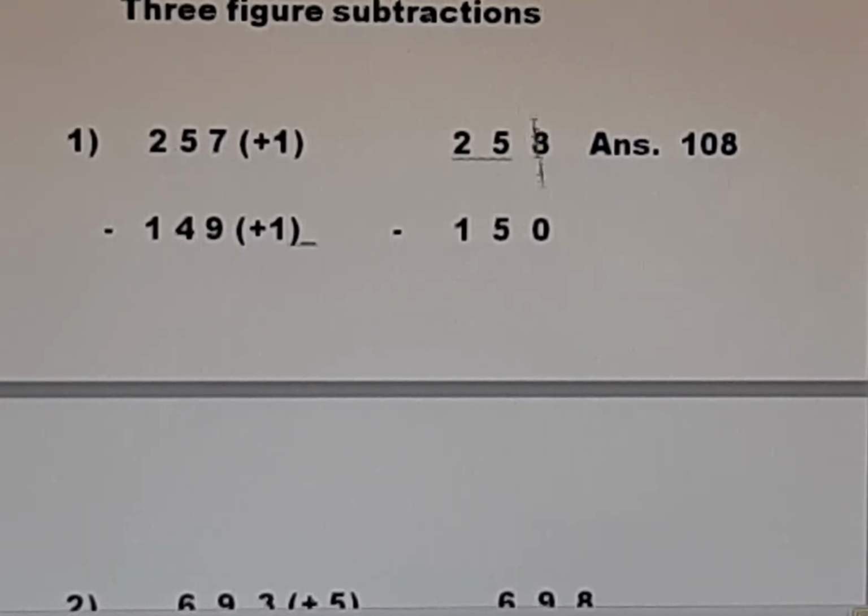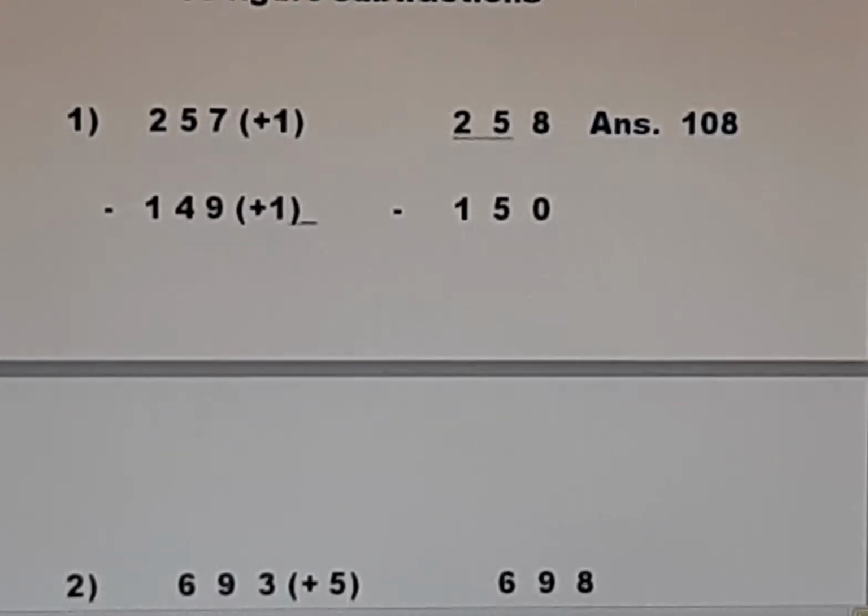8 is a single number. Ones is ones, 8. 5 minus 5 is 0 and 2 minus 1 is 1. So that is your answer. You just have to follow the steps. First is higher figure, lower figure. You have to check which number cannot be deducted from this, and according to that you have to do it.